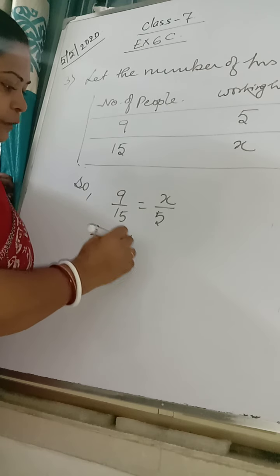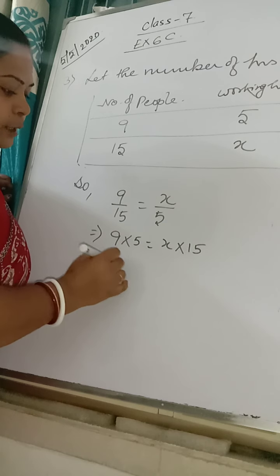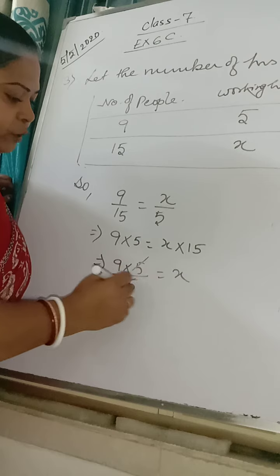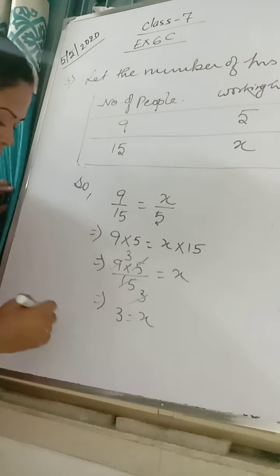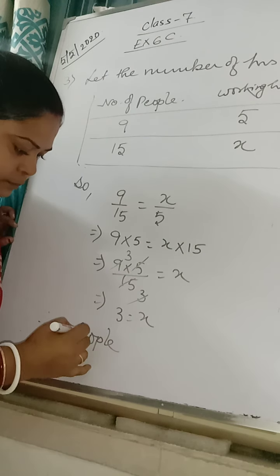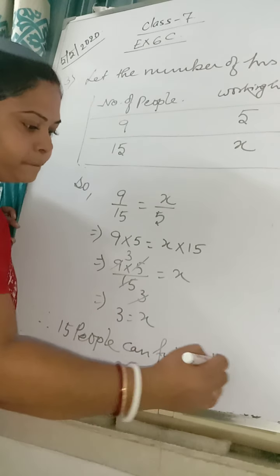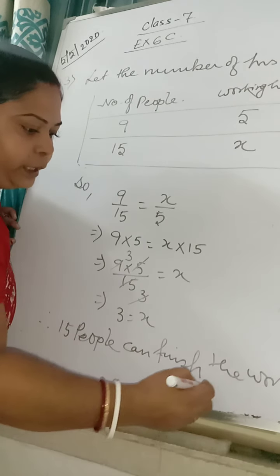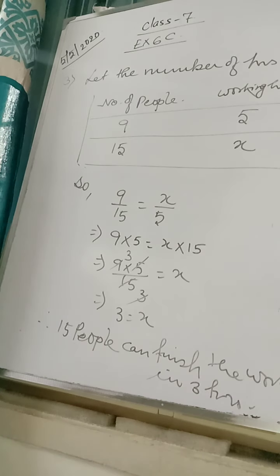So 9 into 5 is equal to x into 15, or 9 into 5 by 15 is equal to x. 5 3s are 15, 3 3s are 9. So 3 is equal to x. That's what 15 people can finish the work in 3 hours. Is it?